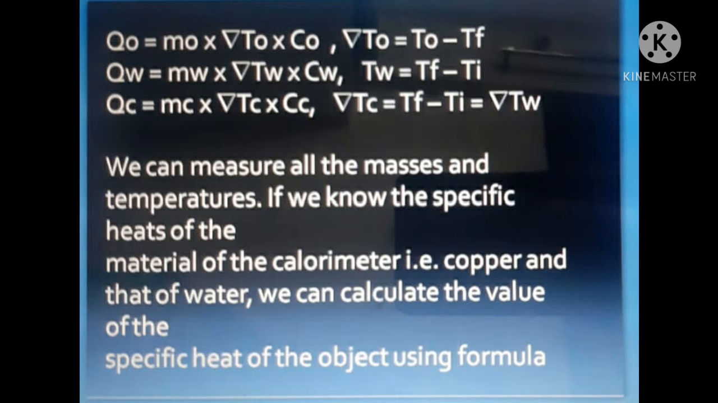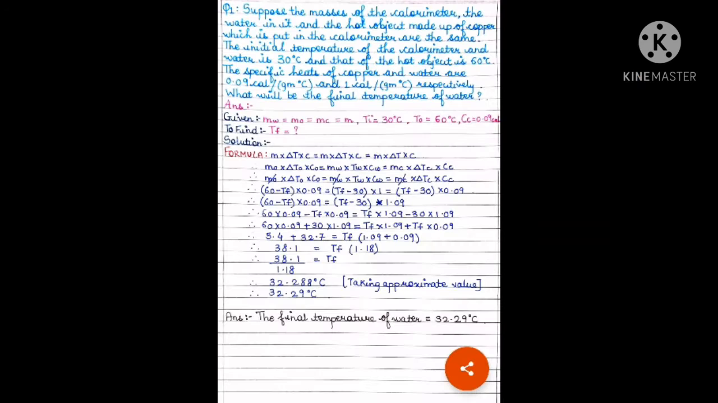Our first formula we had written as QO is equal to QC plus QW. Now substitute. In place of QO, we can write MO multiplied by delta TO multiplied by CO. Same, it equals MC multiplied by delta TC multiplied by CC plus MW multiplied by delta TW into CW. And this will be the formula for calculating the amount of heat loss or heat gain by any object by the calorimeter. So students, let's make our concept clearer by solving a numerical.